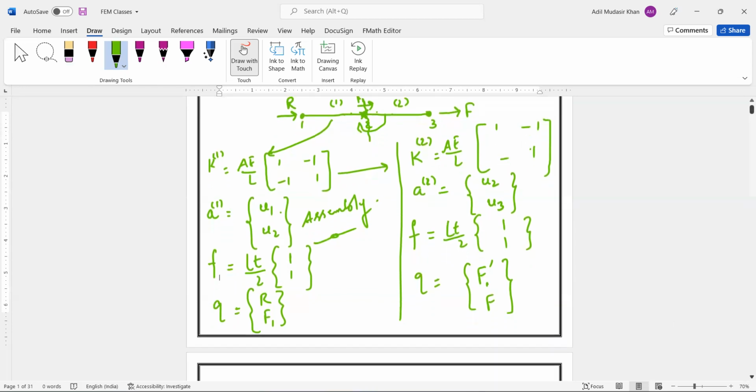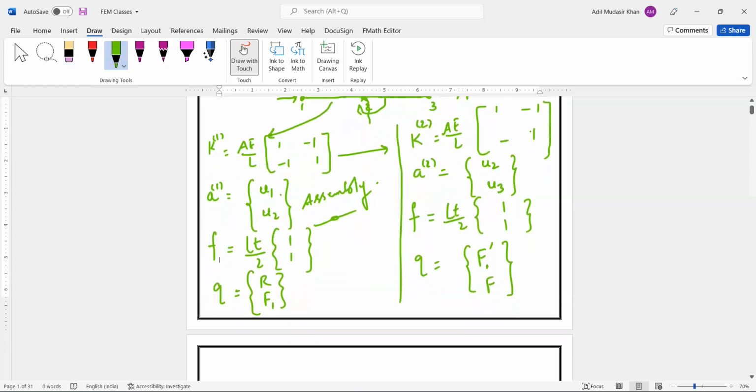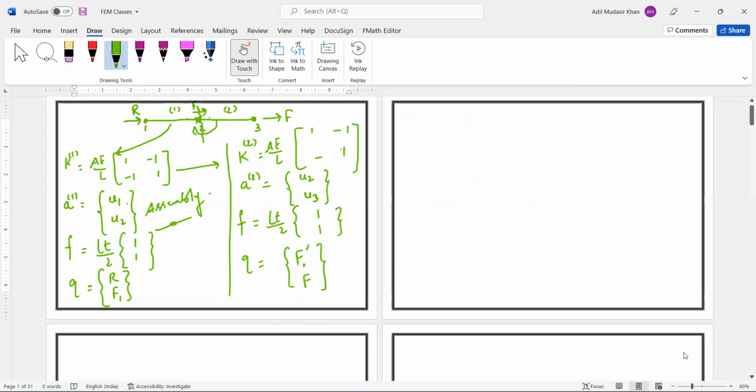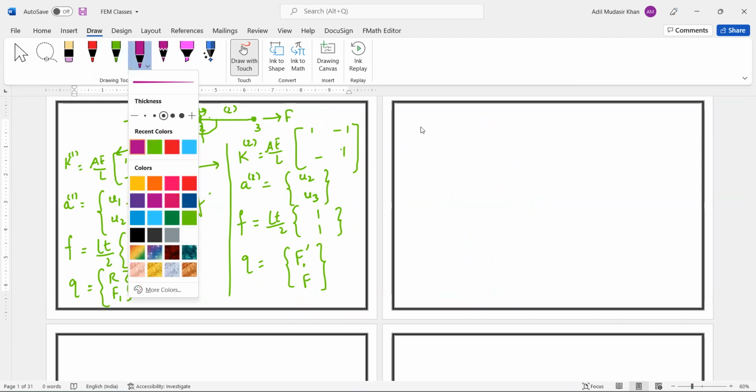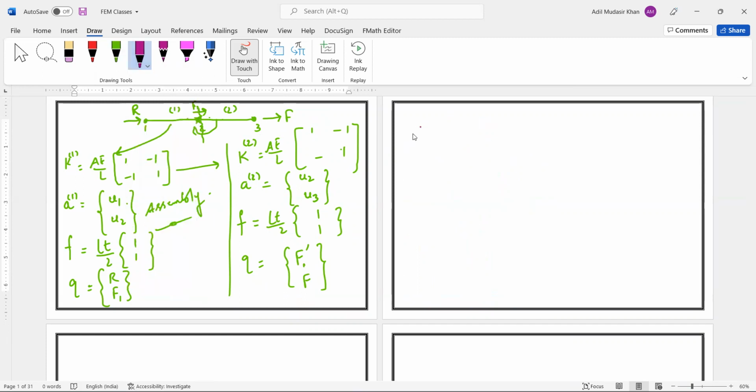So we will have to write it in the way, let me write it over here. We change the color. We'll write it like K A minus F is equal to Q. This is for the total, okay? For the total composed of 2 elements. So how many nodes we have? We have 3 nodes.